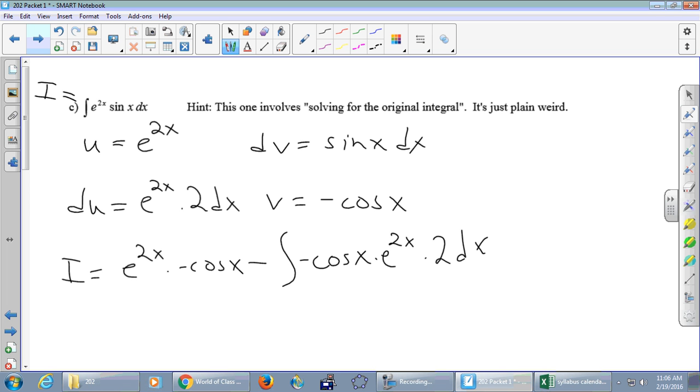Super. Let's clean this up a little bit. Equals, I'm going to pull that negative sign in the front. Negative e to the 2x cosine of x. Minus minus makes a plus. I'm going to take that 2 from inside this integral and pull it outside.